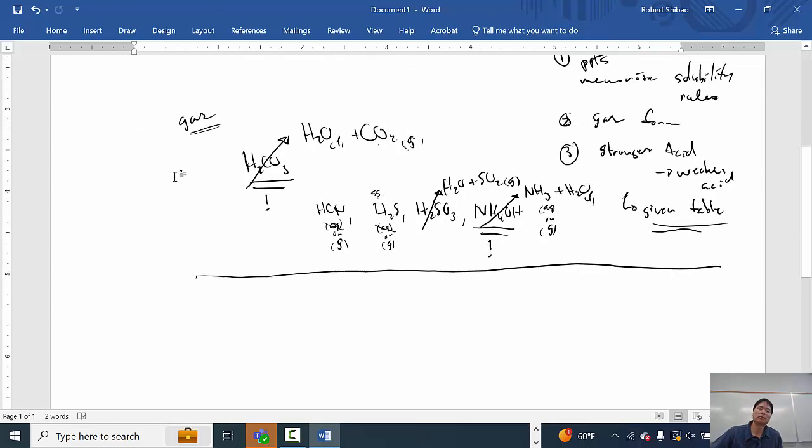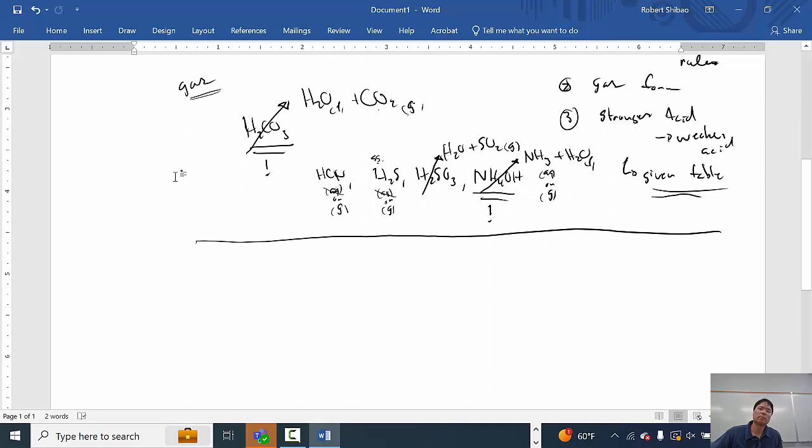For the SO2 and the CO2, they don't have any charges, do they? No charge. Those are neutral. All these are neutral.